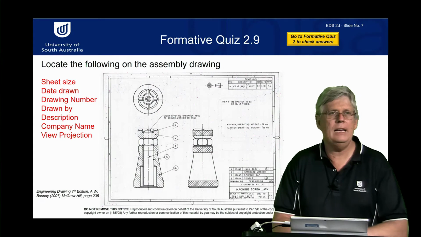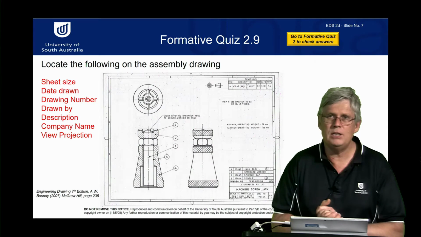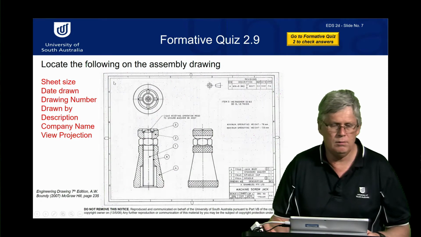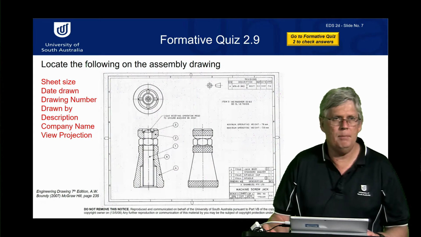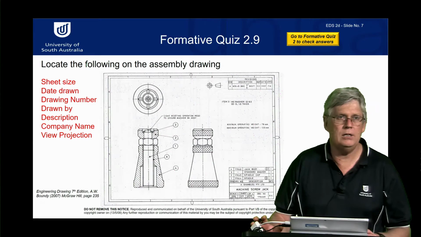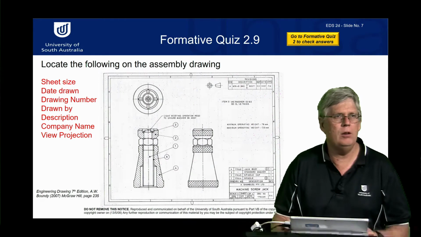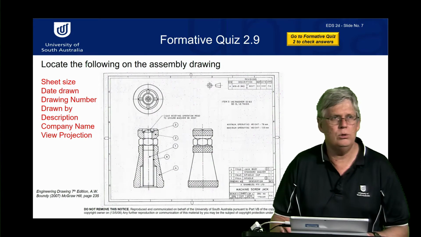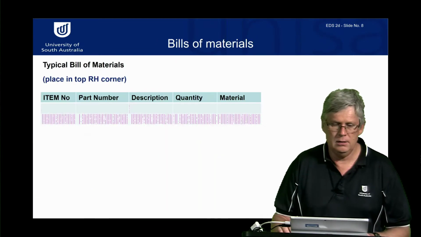So with regards to AS 1100 and drawing and specifying assemblies, it's very similar to the parts that we've talked about before. In this exercise, I'd like you to look at the picture here, and you might need to look at the slide to actually see it clearly in the PDF, but identify what is the sheet size, when was it drawn, the drawing number, who drew it, the description, the company name, and the view projection that's used. All these things must be shown so that you know how to make these parts or to assemble them.